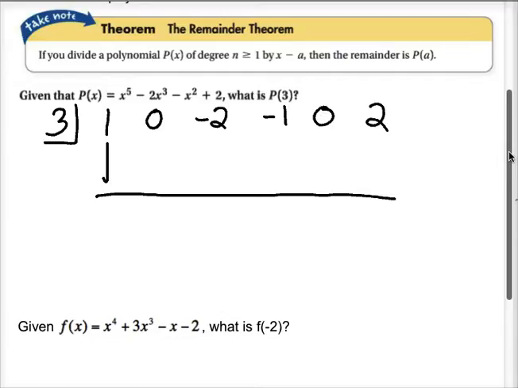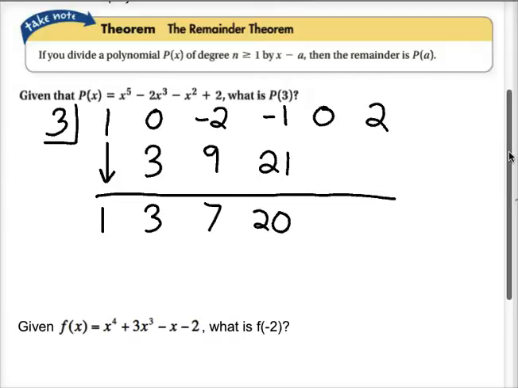And now I pull down my first number. Now I multiply by 3 and add. Multiply by 3 and add, and continue through to the end.